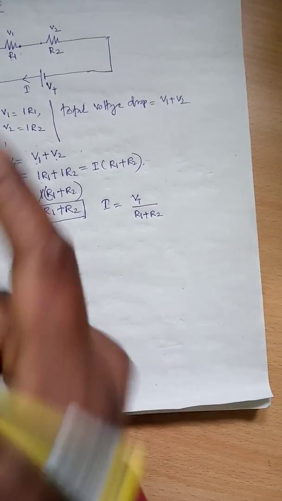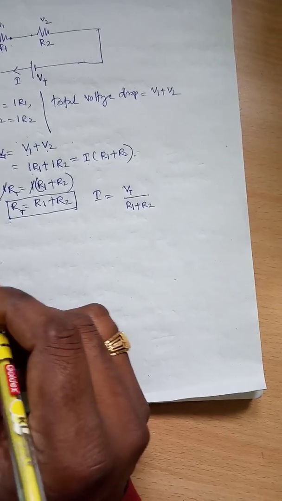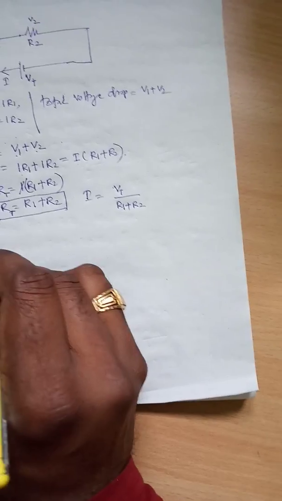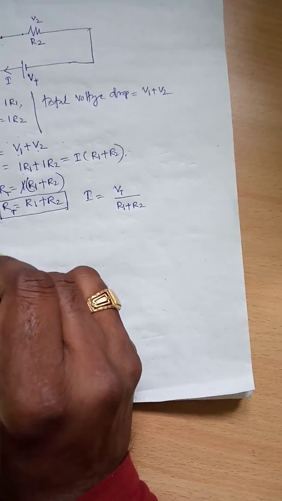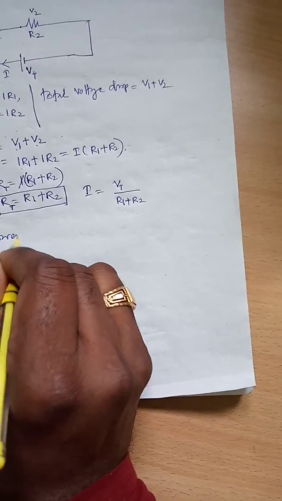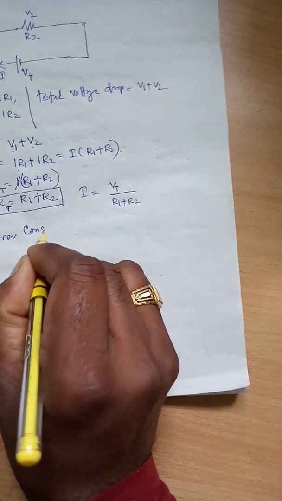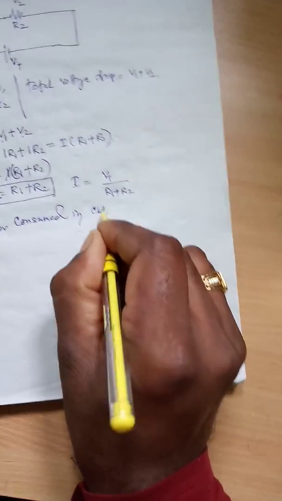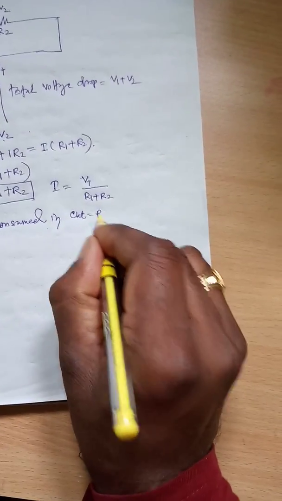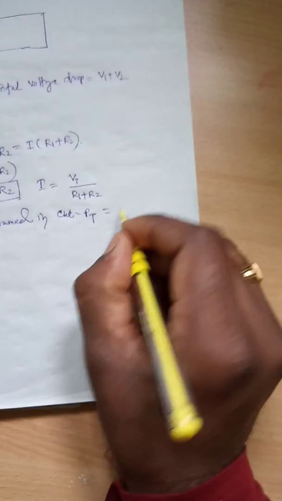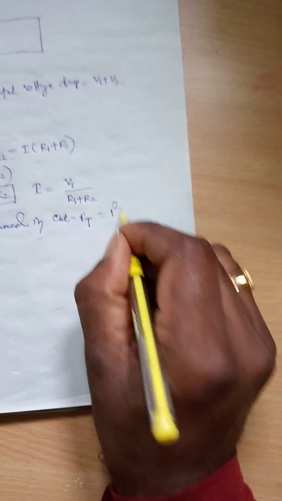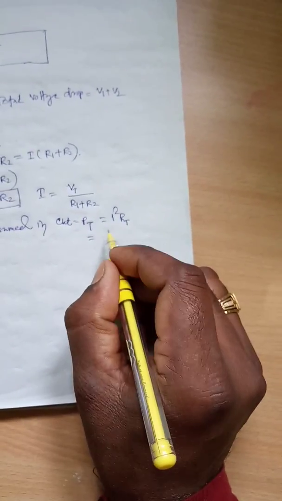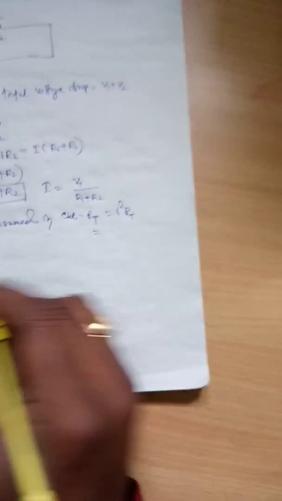Next, what is the total power consumption in the circuit? The power consumed in the circuit will be PT is equal to I square RT.